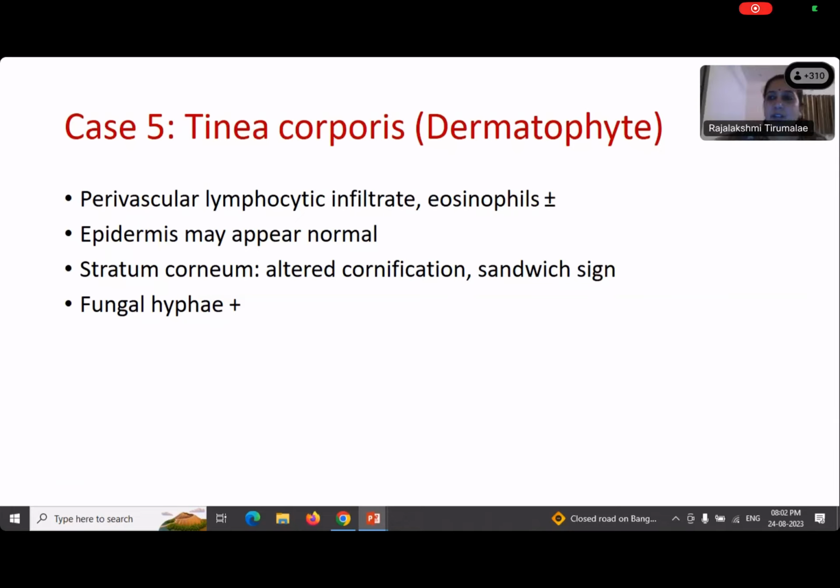And of course, textbooks talk about this famous sandwich sign. Do you know what the sandwich sign is? It's nothing but two different types of cornification. And they say that the hyphae like to sit there, right? So you find the hyphae in between two different patterns of cornification. So that is the sandwich sign.